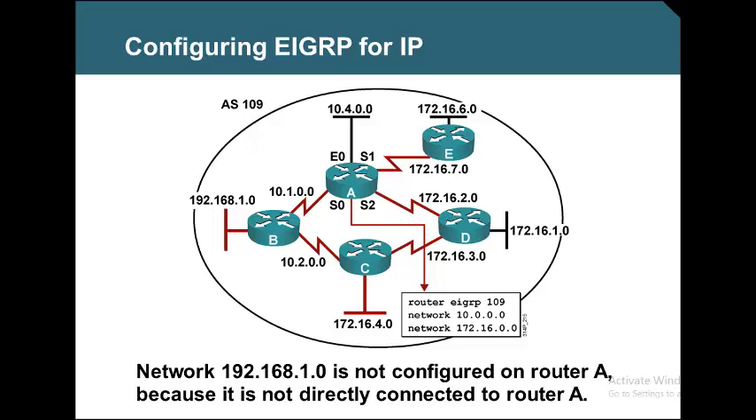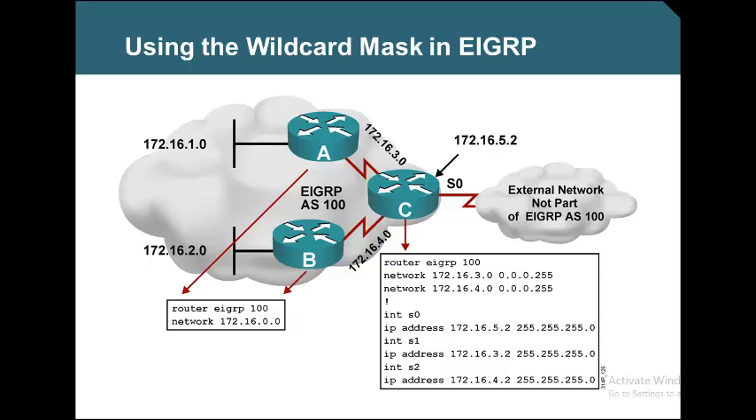So what do you understand from this picture? On serial 0, the network is 172.16.5 in the third octet, which is not advertised. As a result, EIGRP will not be running on serial 0. No association happens between router C and the external network. No EIGRP neighborship. So the external network cannot become part of EIGRP 100 because S0 is not running EIGRP.